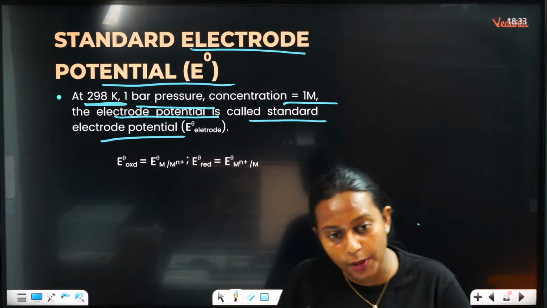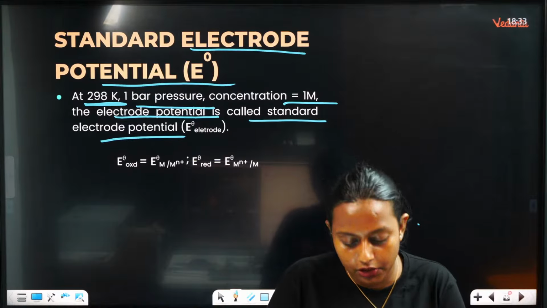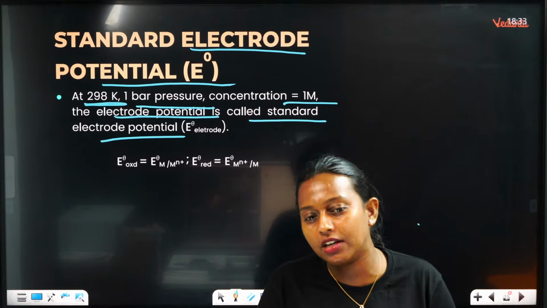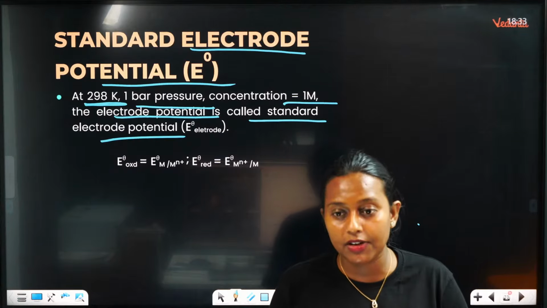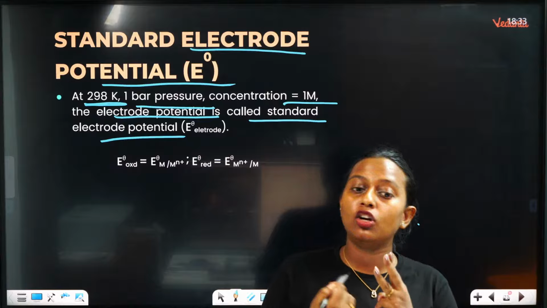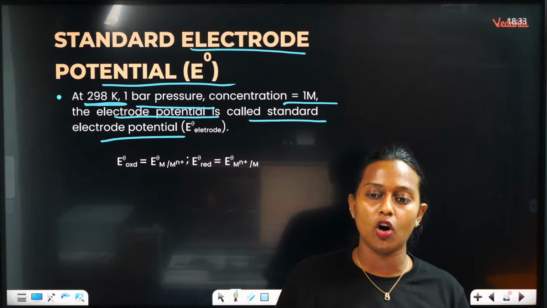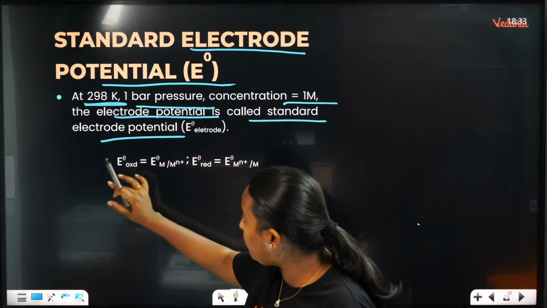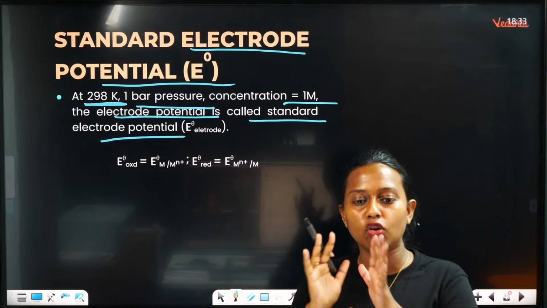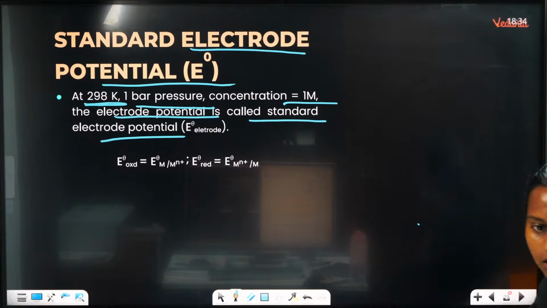So it is the electrode potential, but in a standard condition. What is standard condition? Temperature should be standard, which is 298 Kelvin, and pressure should be standard, that is 1 bar pressure, and concentration should be standard, that is 1 molar concentration. So the electrode potential then is the standard electrode potential. Clear?